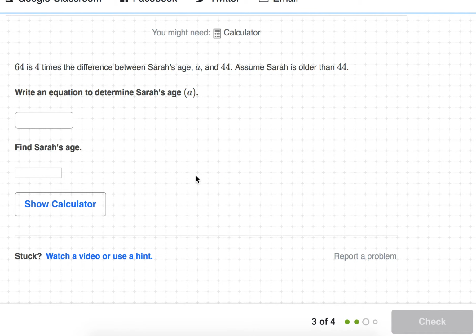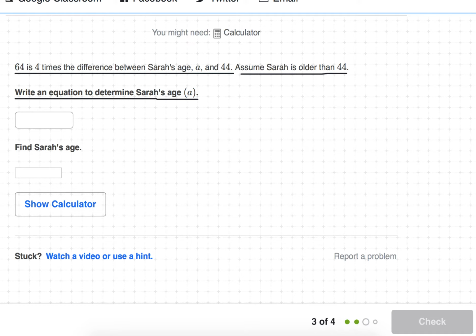All right, we'll do one or two more. 64 is 4 times the difference between Sarah's age, A, and 44. Assume Sarah is older than 44. Write an equation to determine Sarah's age.